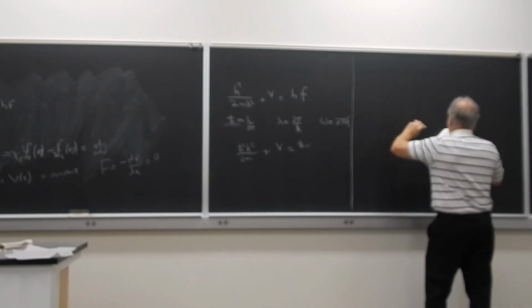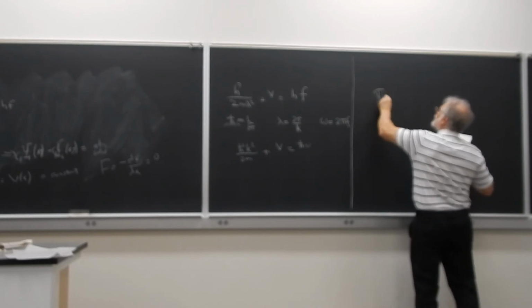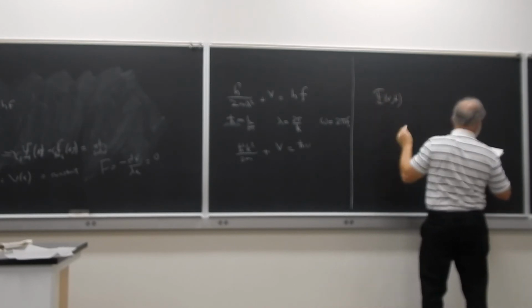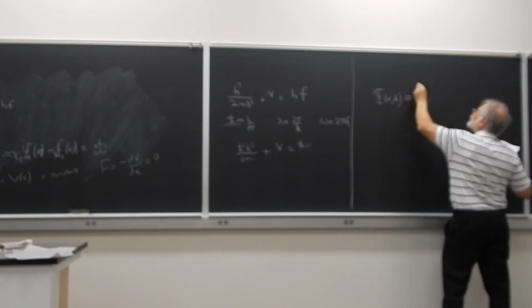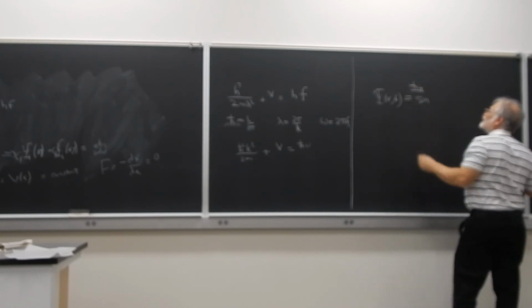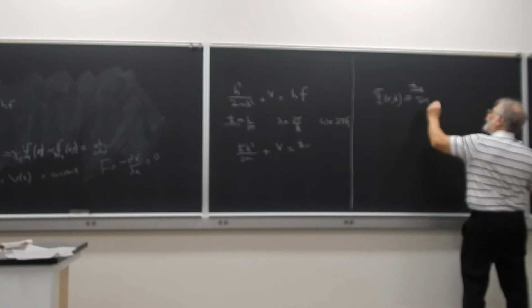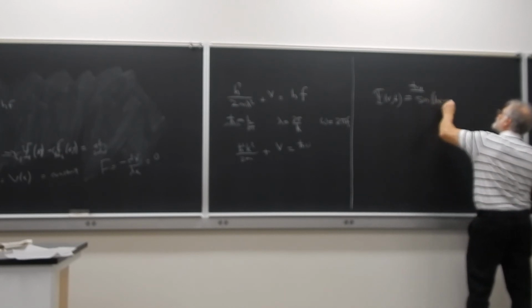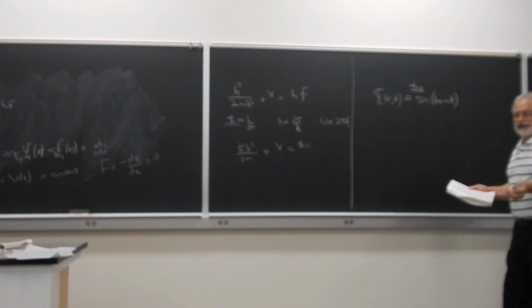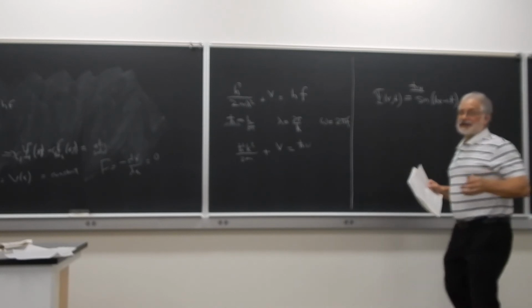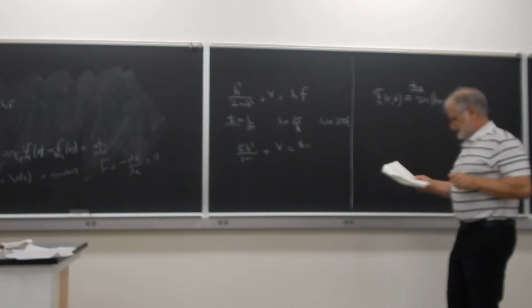Let's try some trial solutions, okay? Let's try something like this. Suppose we try psi of x and t is equal to sine(kx − ωt). That's an example of a traveling wave. Could it possibly suffice under these conditions?